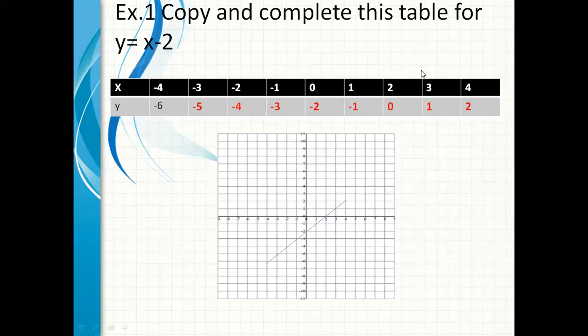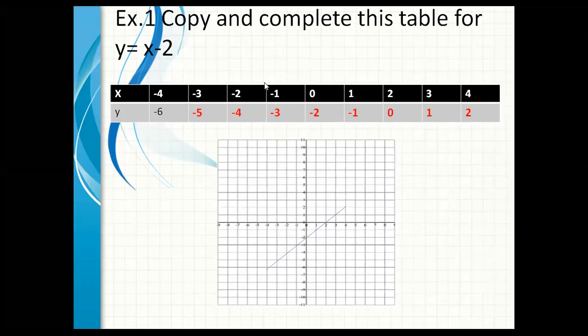Once you finish your table, you can plot your points on grid paper. And when you plot the points, you always start with the x-axis number, then the y-axis number. So for example, negative 4, negative 6: this is negative 4, and this is negative 6 on the y-axis. So this is the point negative 4, negative 6. And negative 3, negative 5. This is negative 3, negative 5, then negative 2, negative 4. After you plot the points, you just join them.